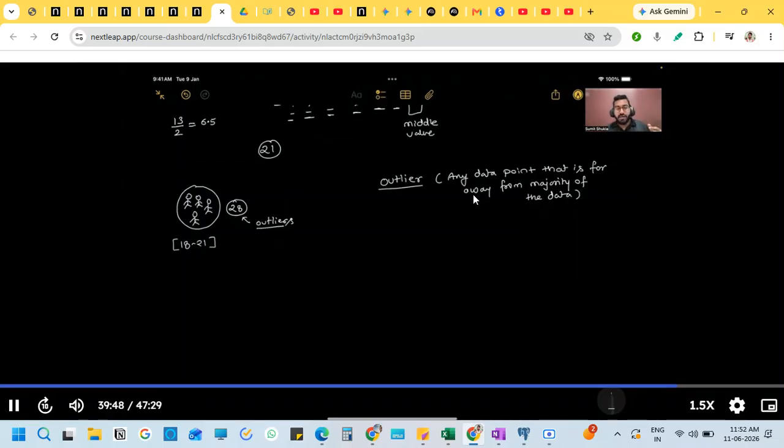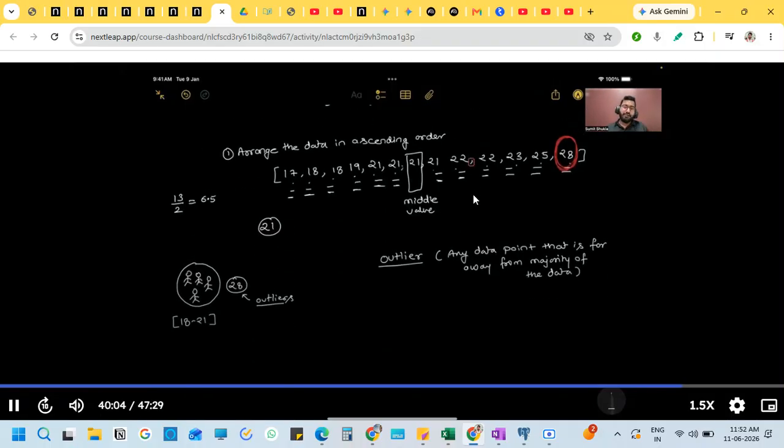If Mukesh Ambani comes and joins us in a party, he will definitely be an outlier in terms of everything, because he is famous and he earns very high. So in your data, any data point which is very different from the majority of the data is your outlier. Now, an outlier can be on either side. Right now in our example it is on the higher side, but your outlier can be on the lower side also. That's completely valid.